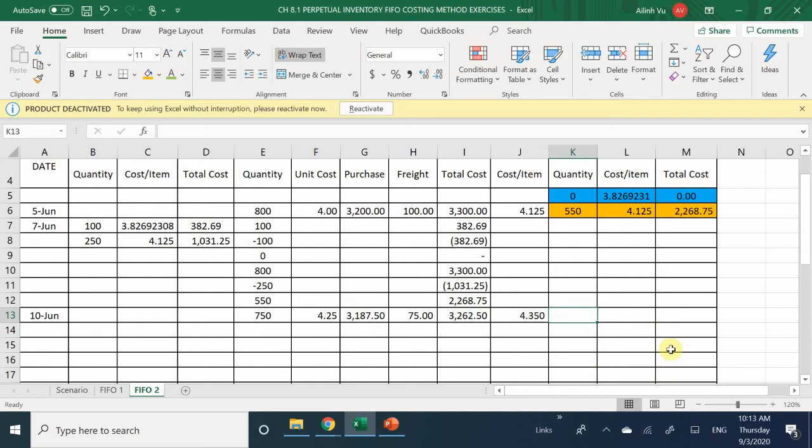Put that on the inventory. Okay. So we have a total of 750 items at $4.35, which gives us a grand total of $32,625.00. Perfect. Okay. Anything you want to do to it now?